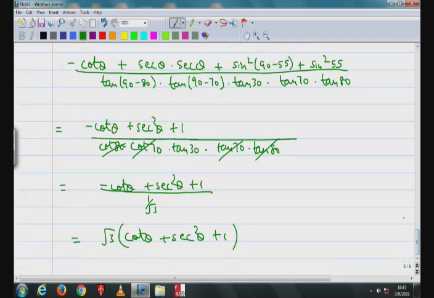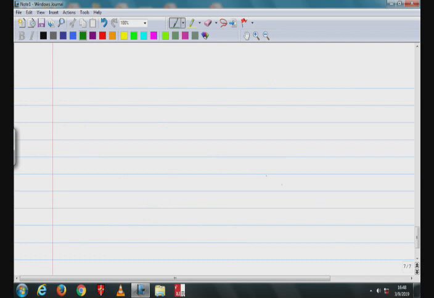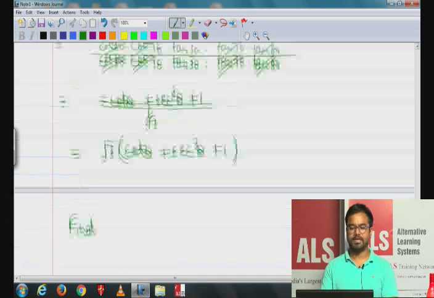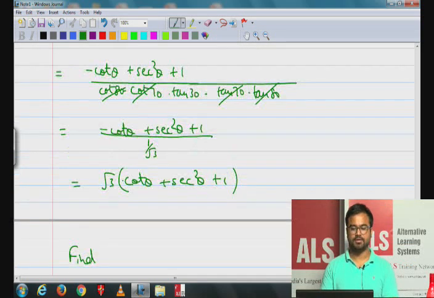All of you are getting it? Any doubt in this one? Now try this one. Minus sign. Oh, sorry. This will be minus cot theta, right?